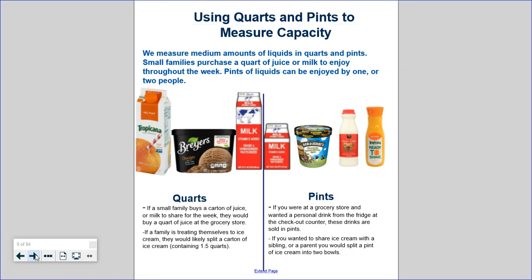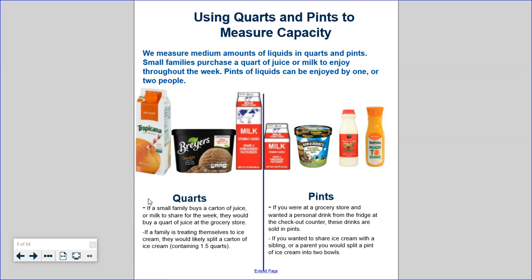All right. So let's quickly talk about what you might measure with these units. So you measure medium amounts of liquids in quarts and pints. So small families might purchase a quart of juice or milk to enjoy for the week. Pints of liquids are usually just for one or maybe two people.